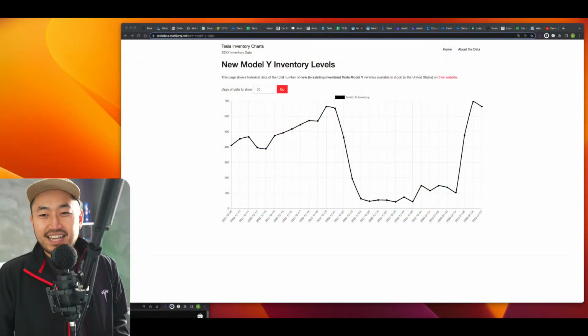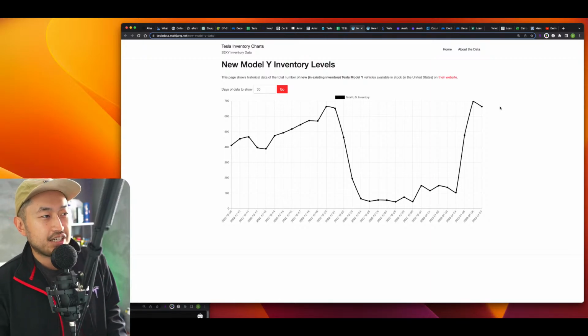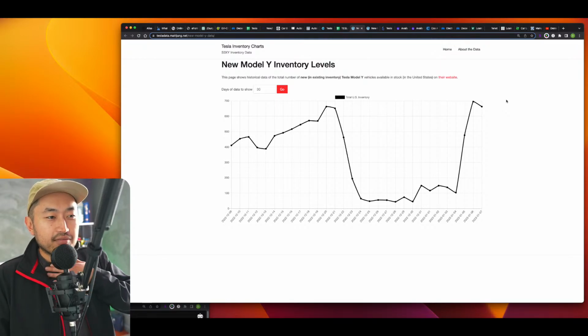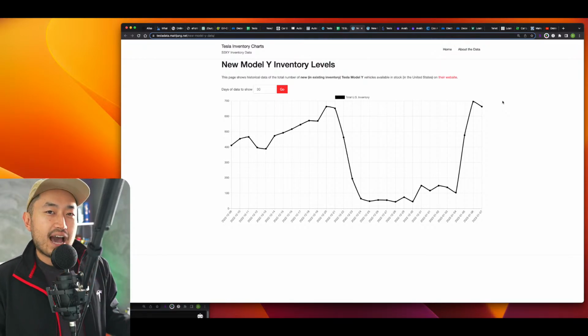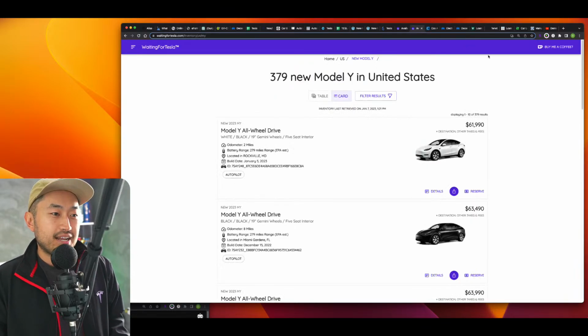All right, so let's take a look at some of this data, some of these graphs. This is tesladata.mattjung.net, so shout out to Matt Jung. Of course, I have the Model Y inventory chart up first, because we saw this happen earlier this past week. We saw Model Y inventory jump substantially, and now there are 379 new Model Ys available for sale.